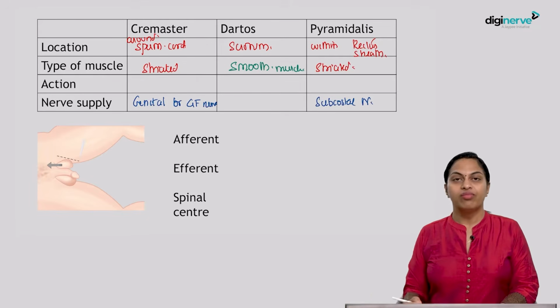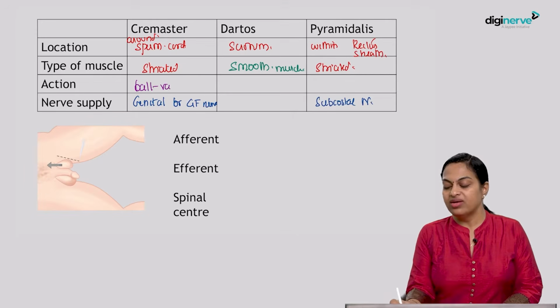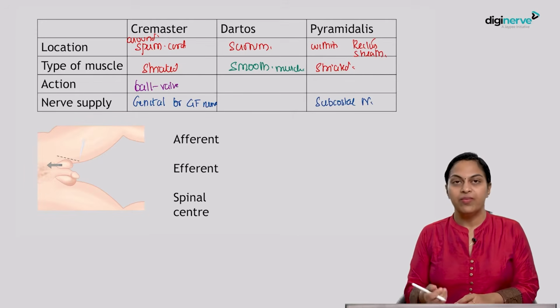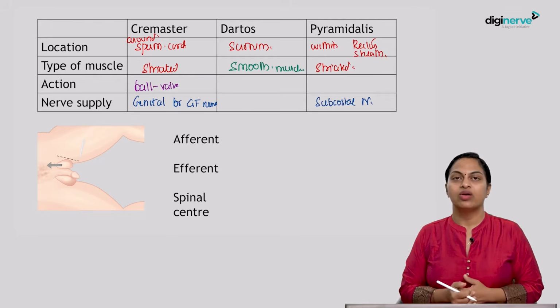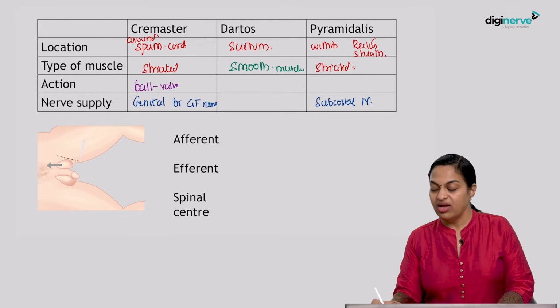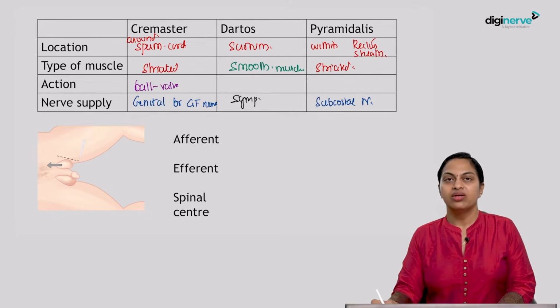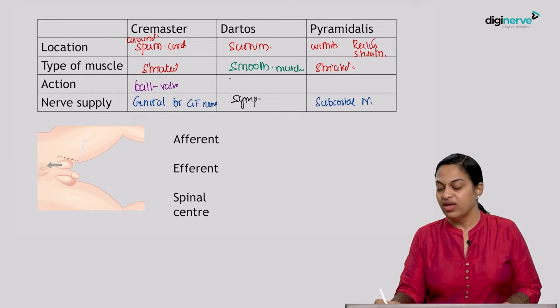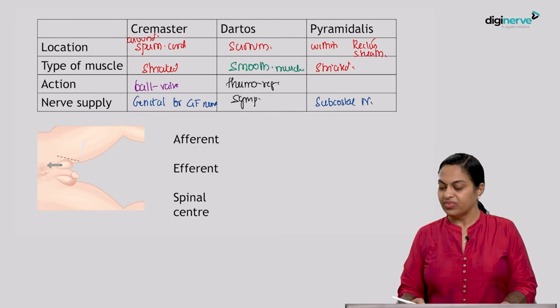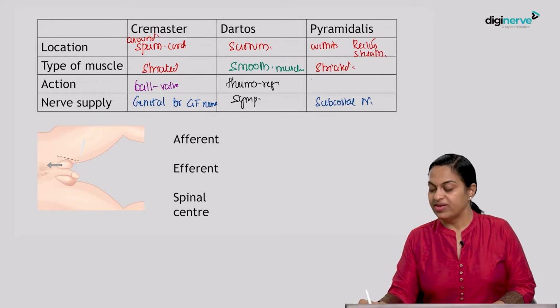Actions of the cremaster muscle. That ball valve mechanism: on contraction of the cremaster, what will happen? The testis moves upwards and occludes the superficial inguinal ring. The dartos is innervated by the sympathetics. The contraction of the dartos muscle serves as thermoregulation for the testis and the scrotum. The pyramidalis, we have learned, is a tensor of the linea alba.